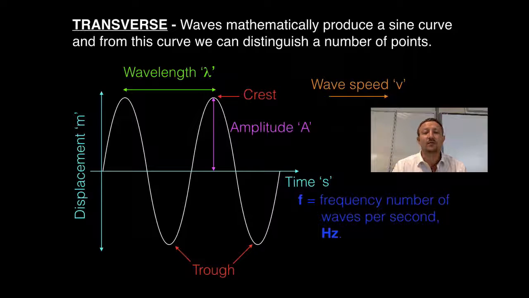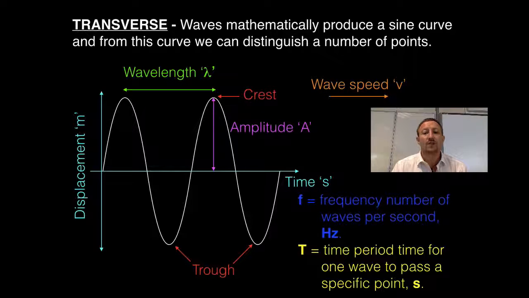As well as this, we've also got the frequency. Now, the frequency is the number of waves that passes a specific point per second, and it's measured in the units hertz or Hz. Time period is the time that it is required for one wave to pass a specific point, and that's measured in seconds.